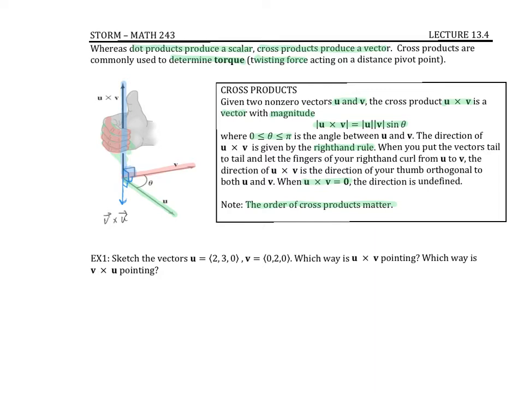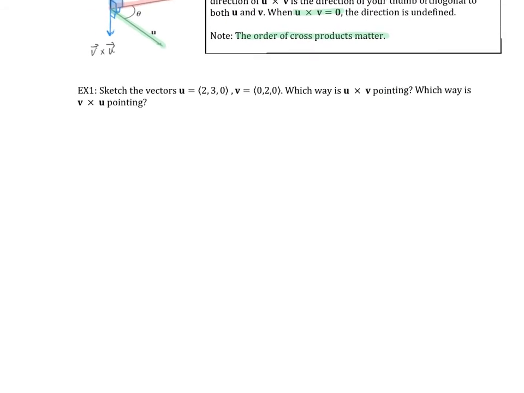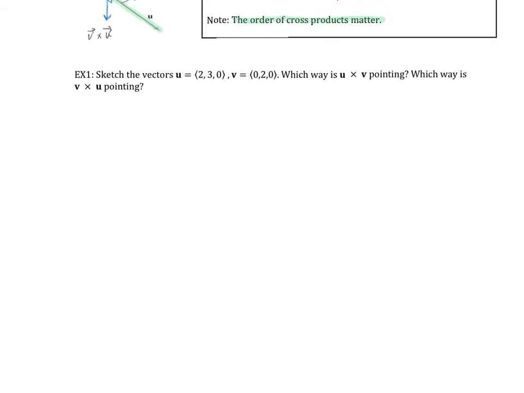In example 1, we're just going to sketch some vectors and see if we can determine which way u cross v is pointing, and which way v cross u is pointing. I have my vectors u and v. I'm going to go ahead and draw my coordinate system. Remember, this is just a sketch so we can get an idea of the direction our vector is pointing in. So we have our x, our y, and our z.